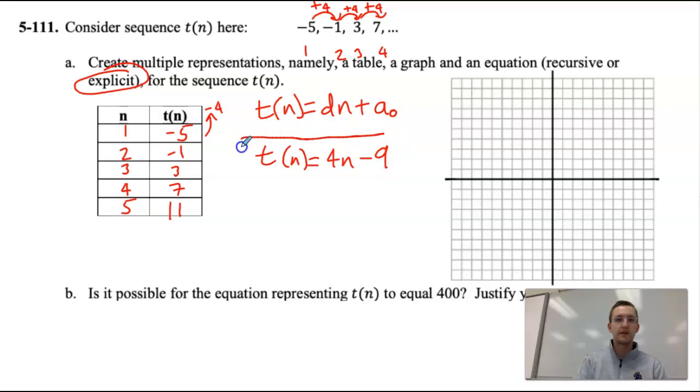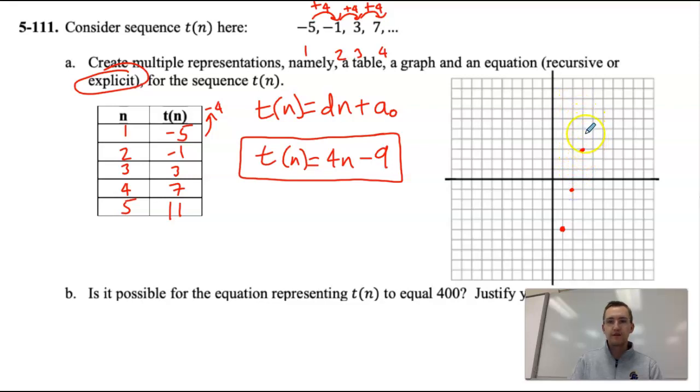So here's our equation. We got our table. Last thing we want to do is plot these points on our graph. The first one we're starting with is 1, -5. So we're at 1. We go down 1, 2, 3, 4, 5. Should put us right about there. Then we can add 4 every single term. So 2, -1.